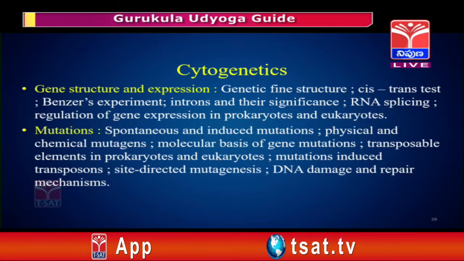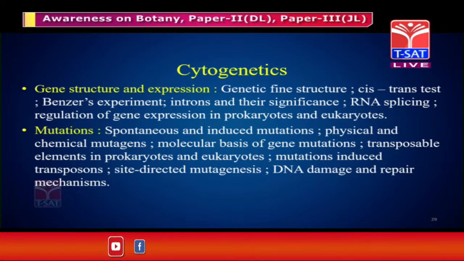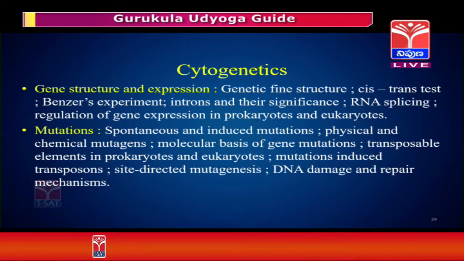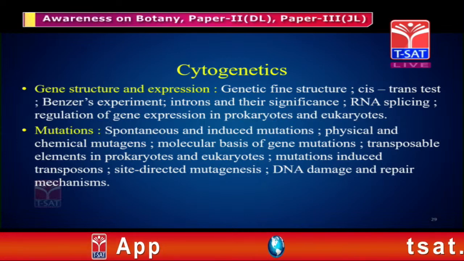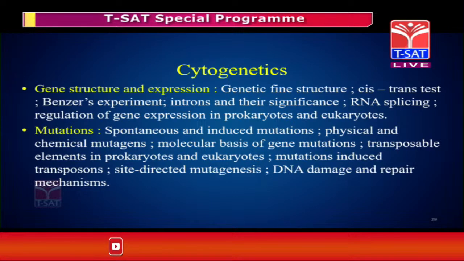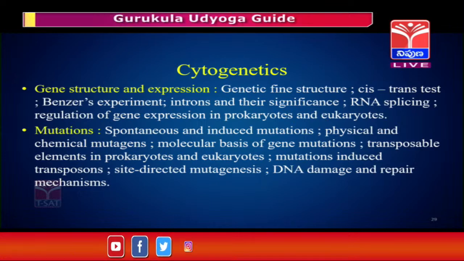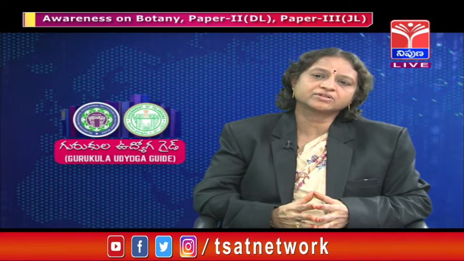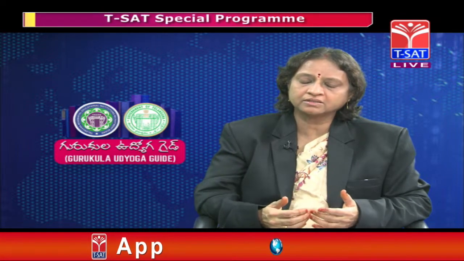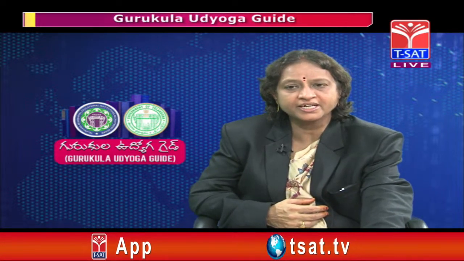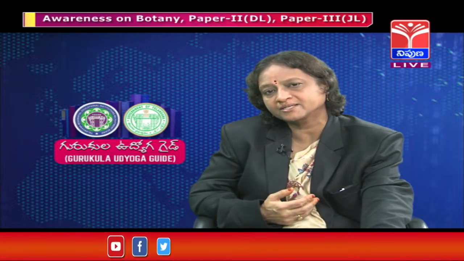regulation of gene expression in prokaryotes and eukaryotes, and then mutations, that is spontaneous and induced mutation. What are the types of mutagens that you have, physical or chemical? What is the molecular basis of gene mutations? What are transposable elements in prokaryotes? And DNA damage and repair mechanism. Here you can also add a small note on the cancerous cells or the conditions which might induce cancers, when the DNA damage and repair does not occur properly and the mechanism goes haywire.